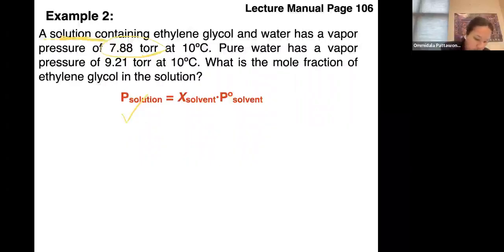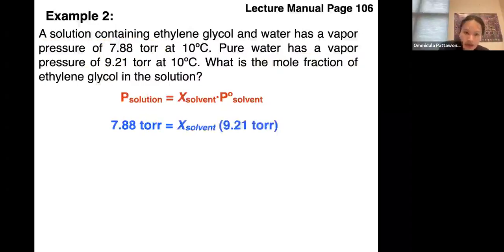What else do we know? We know the pure water vapor pressure, so we know this. That means what we need to find is this mole fraction right here. So I'm going to go ahead and plug those in. You are going to get the mole fraction equal to 0.856. If your answer is 0.856, that is incorrect.